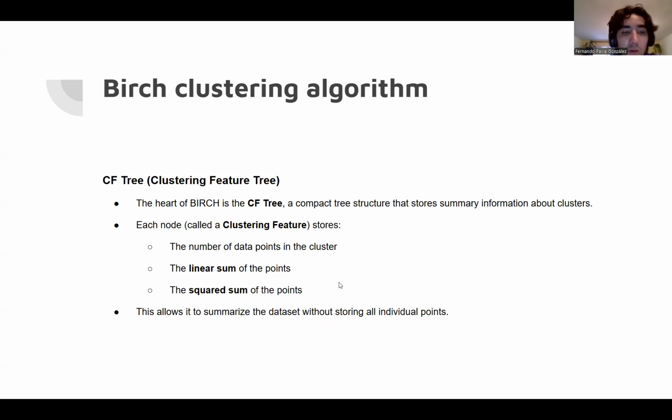Okay, so what's the CF tree, or the clustering feature tree? It's the heart of the Birch algorithm, and it is a compact tree structure that stores summary information about clusters. So this is why the Birch clustering algorithm works very efficiently with large data sets. And each node, called a clustering feature, stores the number of data points in the cluster, the linear sum of them, and the squared sum of the points. This allows it to summarize the data set without storing all individual points. And again, this is why it is very efficient with large data sets.